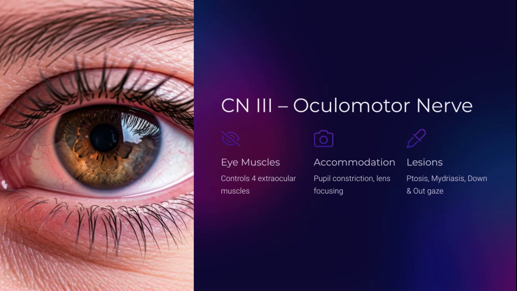It controls most eye movements, pupil constriction, and accommodation. A lesion? Think ptosis, mydriasis, and that classic down and out eye. This is your most common cranial nerve lesion in diabetic oculomotor palsy.